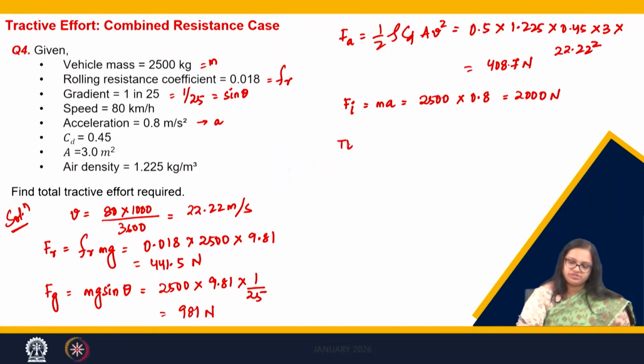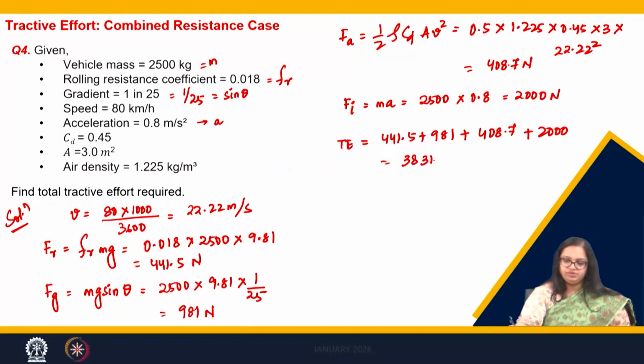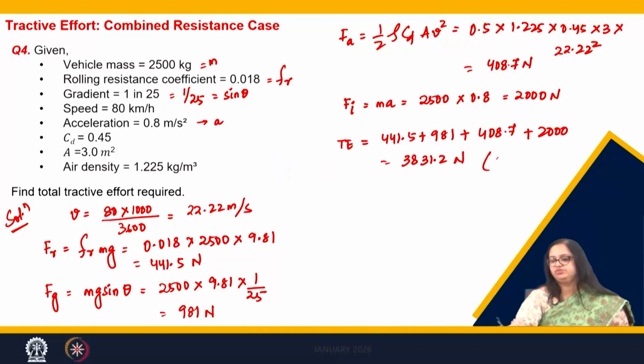So, my total tractive effort is 441.5 plus 981 plus 408.7 plus 2000, which is equal to 3831.2 Newton. So, this is my final answer.